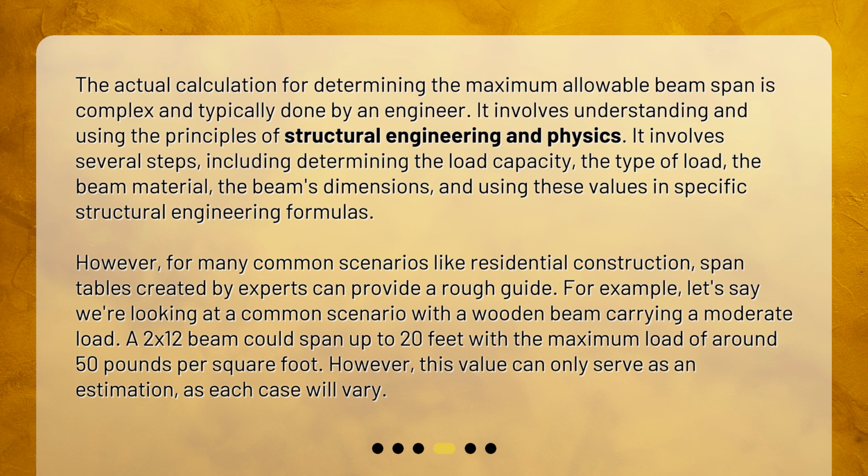However, for many common scenarios like residential construction, span tables created by experts can provide a rough guide. For example, let's say we're looking at a common scenario with a wooden beam carrying a moderate load. A 2x12 beam could span up to 20 feet with the maximum load of around 50 pounds per square foot. However, this value can only serve as an estimation, as each case will vary.